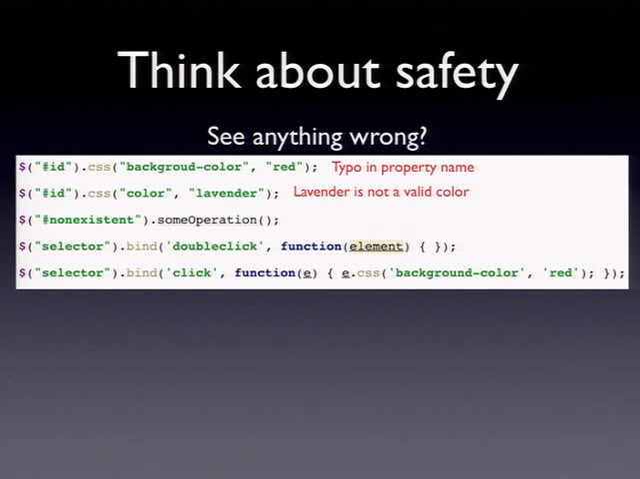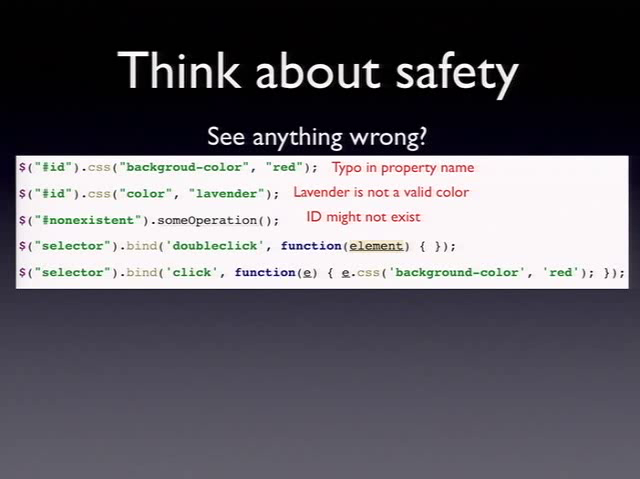Second line, lavender is not a system color. There's a whole bunch of CSS2 system colors like magenta and cyan and stuff. Lavender is not one of them. The next one is kind of interesting. Maybe you're running a CSS selector with an ID selector, and that element might not exist in the page you're targeting. It'd be interesting to get a warning when that happens, like you wrote a CSS selector and it doesn't match anything.